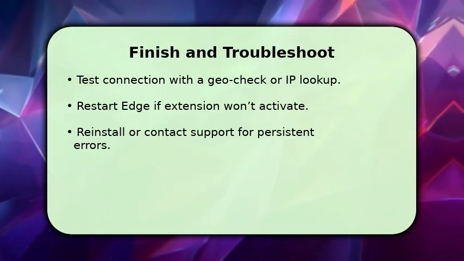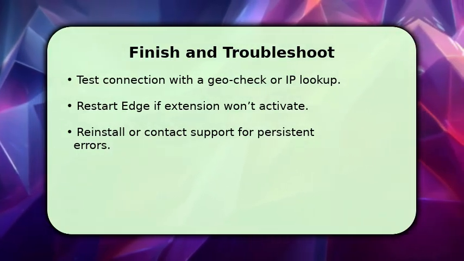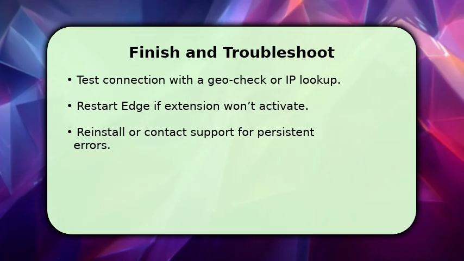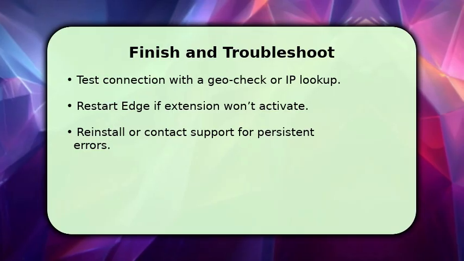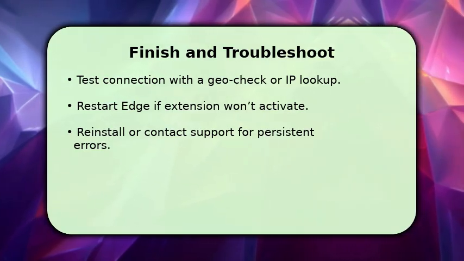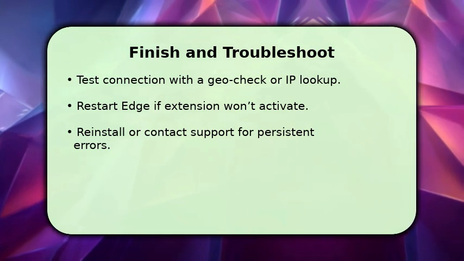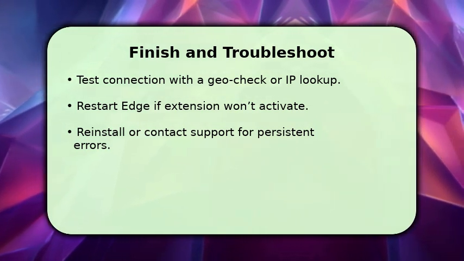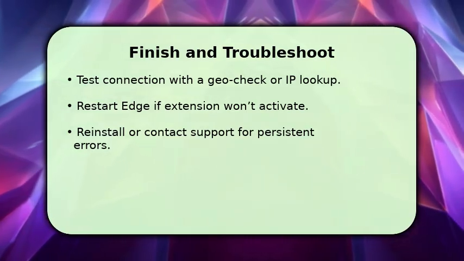If the extension fails to connect, make sure Edge isn't blocking background activity, then restart the browser. Once restarted, re-enable the extension and try a different server. If problems persist, disable other conflicting proxies or security extensions, reinstall the VPN extension, and sign in again. Contact the VPN provider's support with logs if you still see failures.